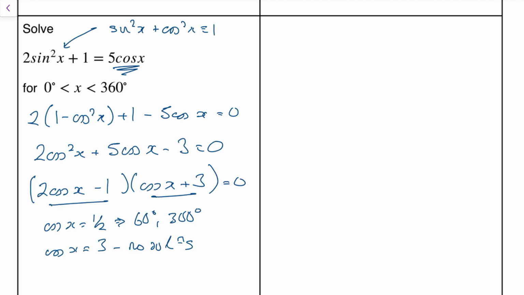And that's my answer. So just to be really clear in the exam, my final answer is these two values are going to give me the solutions I need to the above. And that's it. Well done if you got those.